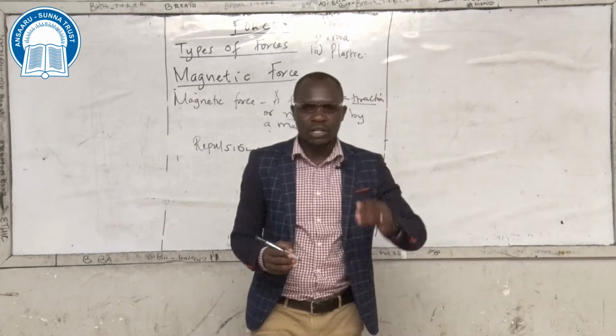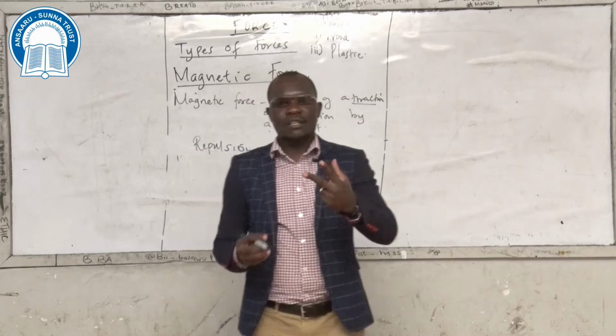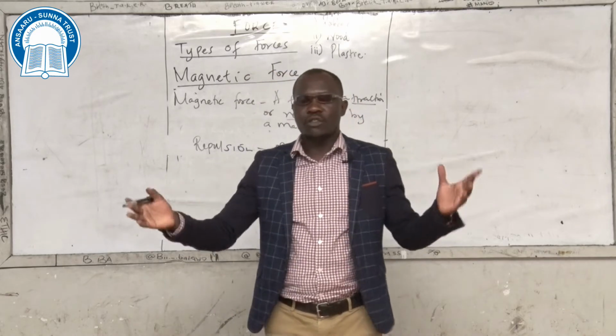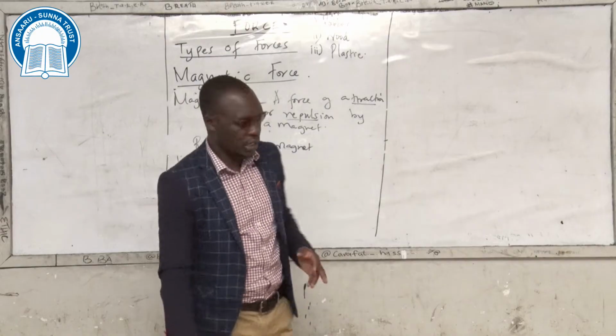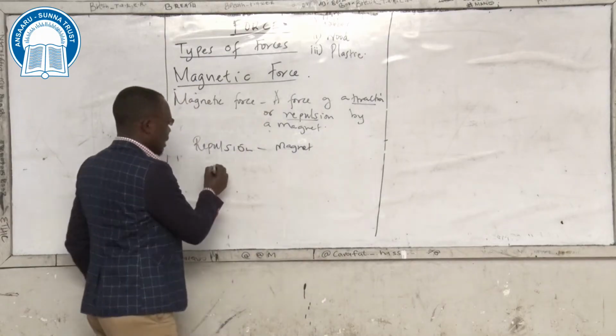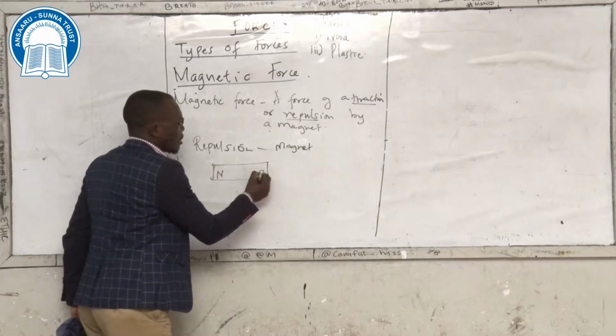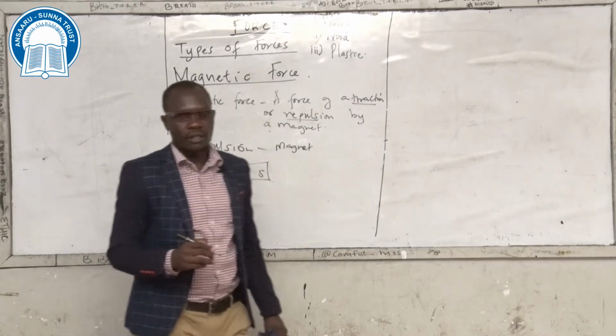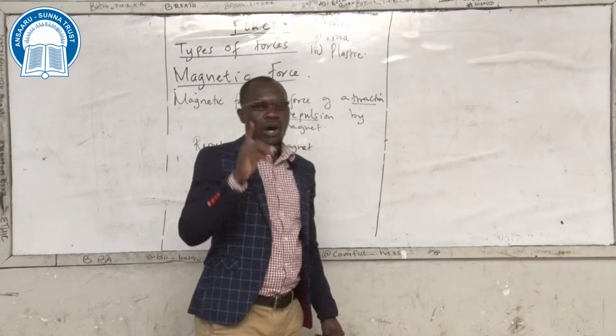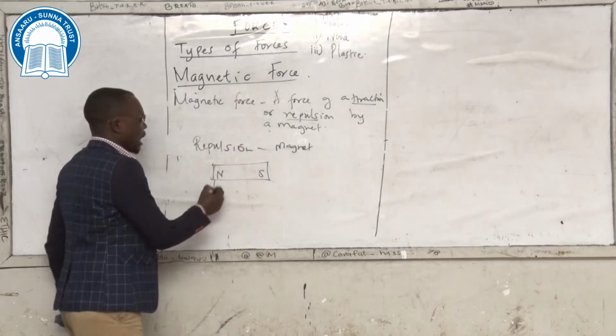But in terms of poles, a magnet has got two ends. The ends of a magnet, we call poles. So any piece of magnet has got two ends, and the ends of a magnet are called poles. One end of the magnet is called a north pole.